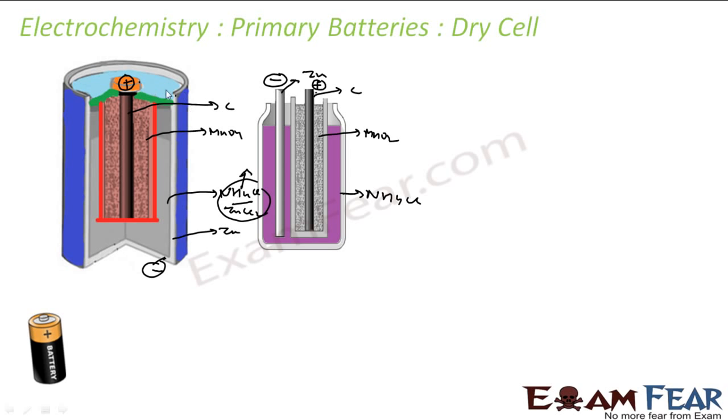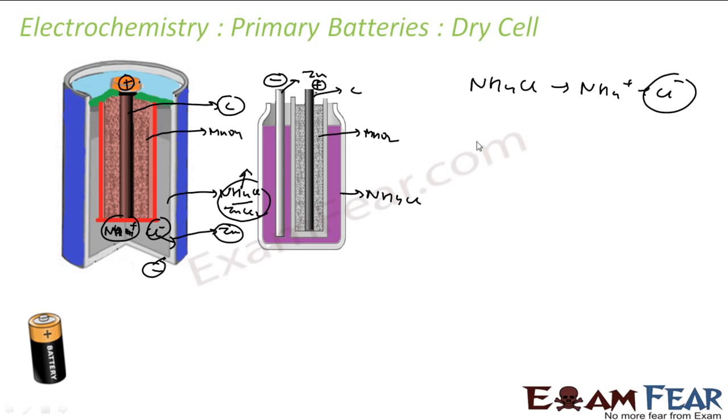Again, carbon and zinc are my electrodes, similar to this. Same reaction: NH4Cl is a strong electrolyte. It becomes NH4+ and Cl-. This Cl- will react with zinc to form ZnCl2 and 2 electrons. Oxidation is happening, right? So with this, zinc gets a negative charge, a lot of electrons here.